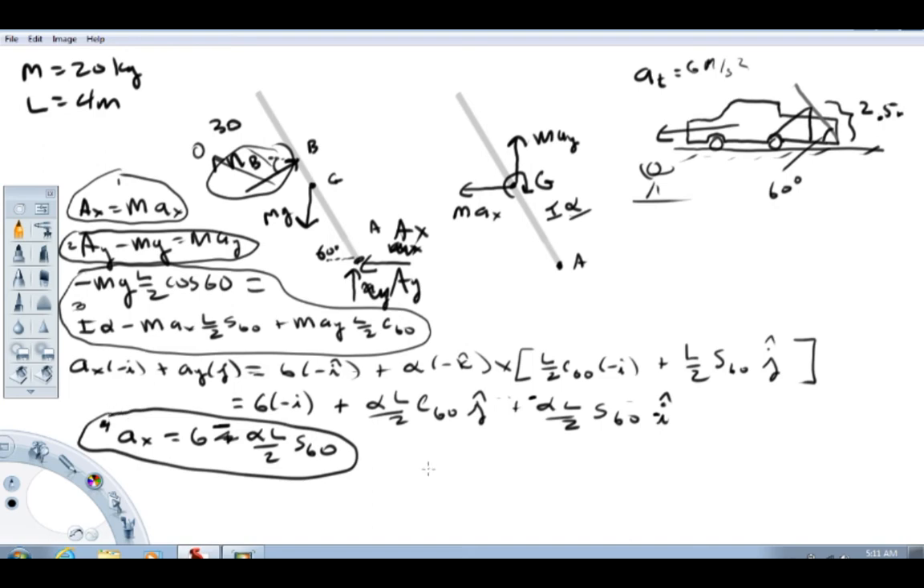And then equation 5 is coming from comparing y components, and we're going to have ay is equal to, looking to the right, alpha L over 2 cosine 60. And that's it. I don't see any more in the y direction, so let me double check that. Ay in the plus j is equal to this thing in the plus j. Poor j, but humor me, that's a j. So there is my equation 5, so we should be good to go. I'm going to go ahead and pause this, clean it up, and see what we get.